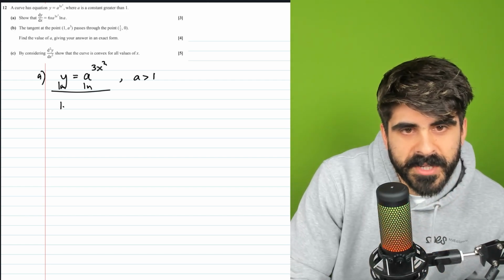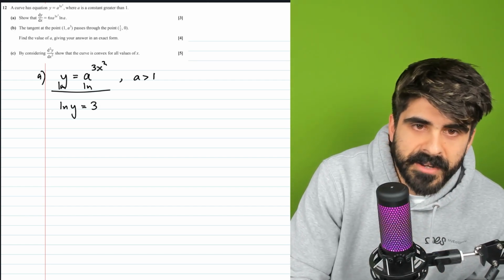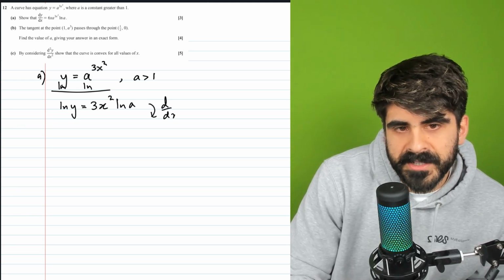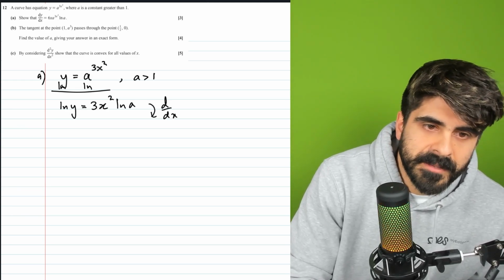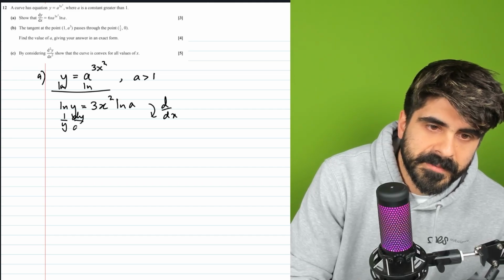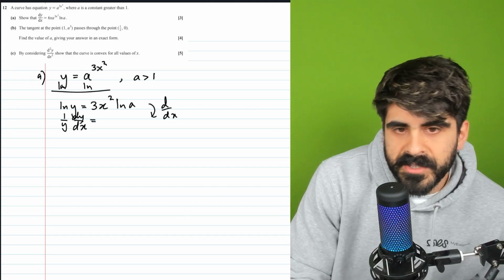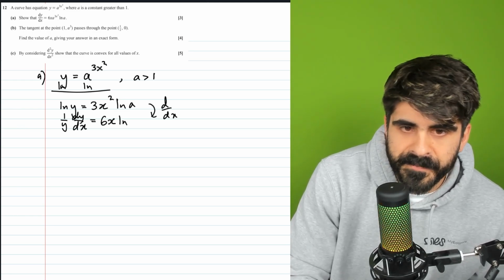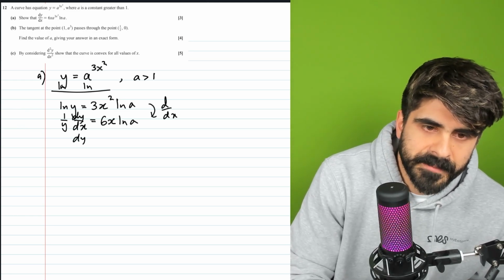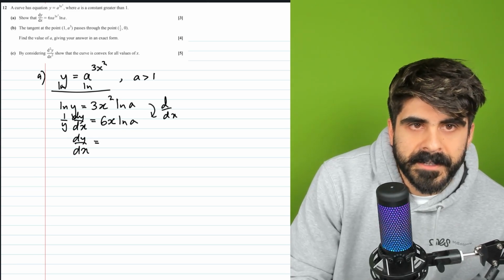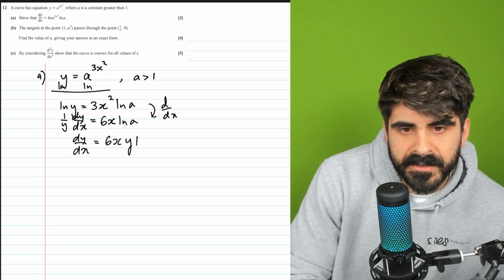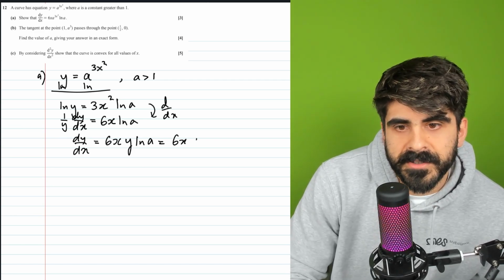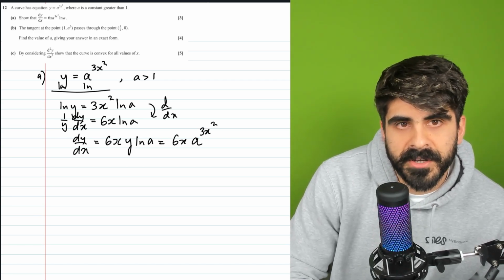So ln both sides, we get ln y is, bring down, 3x squared ln a. Then we differentiate with respect to x. ln y implicitly becomes 1 over y dy dx. Now ln a is just a number, so we just differentiate 3x squared, which is 6x. Times through by y. They put the 6x, then y, then ln a. So that's 6x, y is a to the 3x squared, then we have ln a.